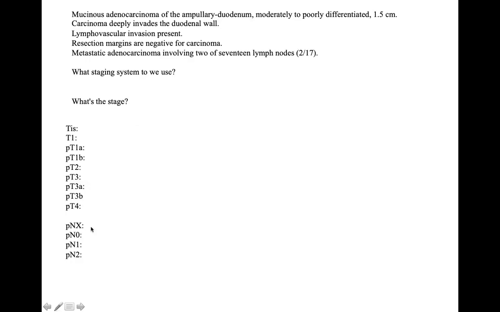So what staging system are we actually using for this? Because this was called mucinous adenocarcinoma of the ampullary duodenum, moderately differentiated, and the carcinoma invades deeply into the duodenal wall. And then the resection margins are negative, and then metastatic carcinoma involving actually several lymph nodes. So we use the ampullary staging summary for this.